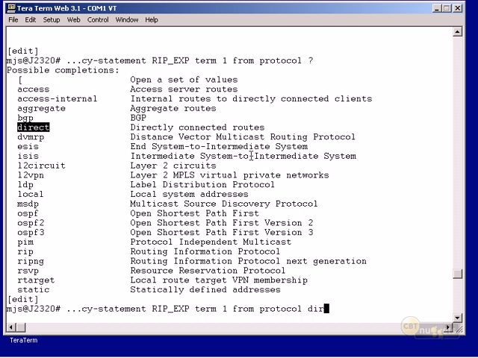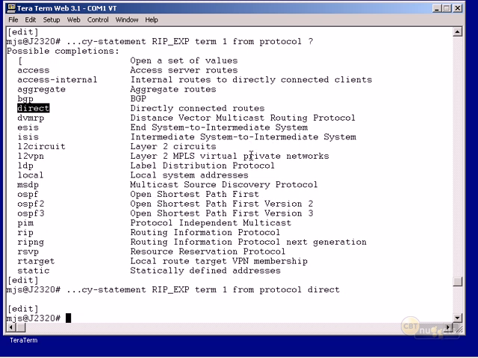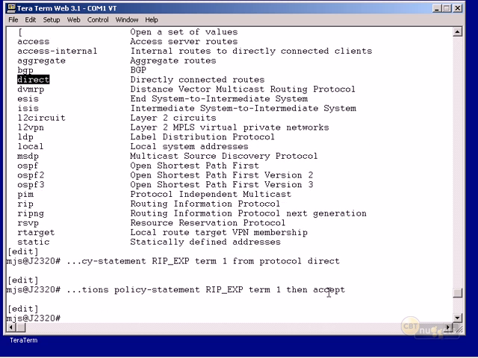So if it's from the routing protocol direct, I'll just use the up arrow because I have one more statement here. So it's still term 1. If it's from the protocol direct, then we want to accept it. Now, that is a terminating action. So if the route comes from the routing table, this is the export policy, right? So this is post routing table. If it is a direct route, then we're going to go ahead and accept it. Okay, so as it's reading down through the routing table, it'll accept it.